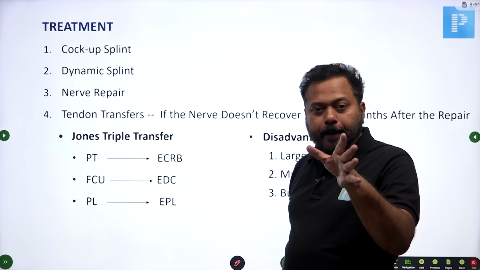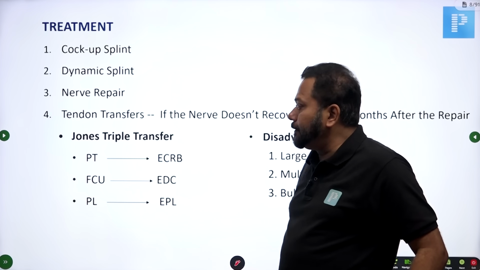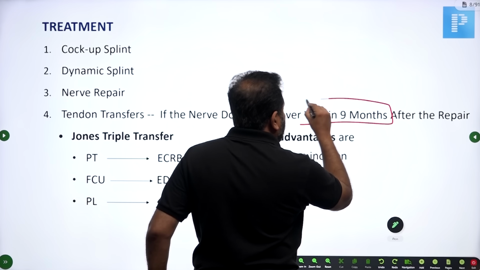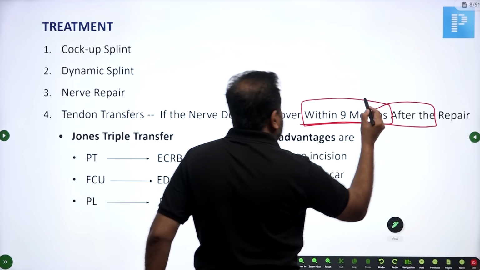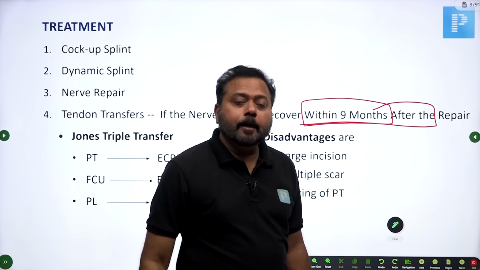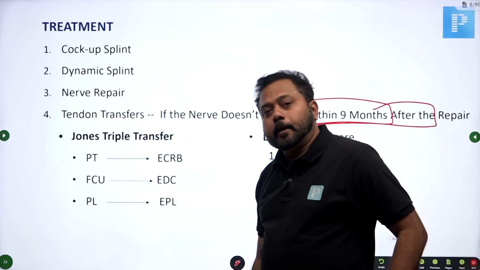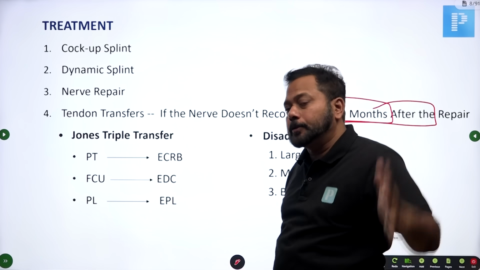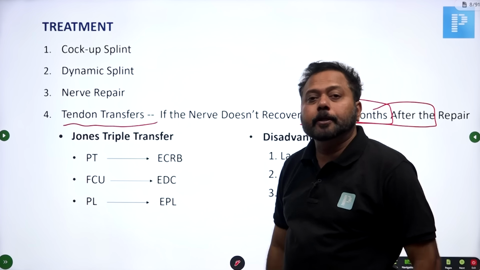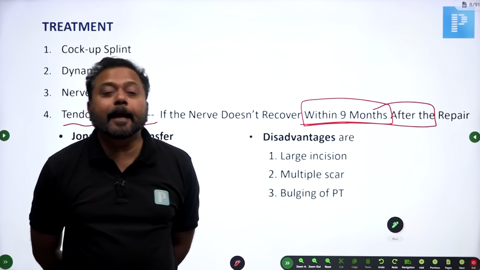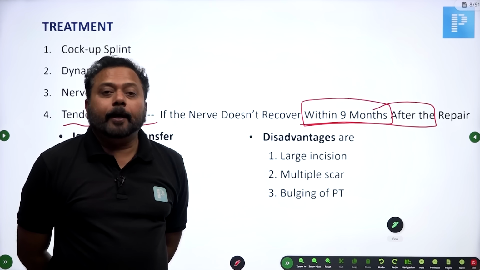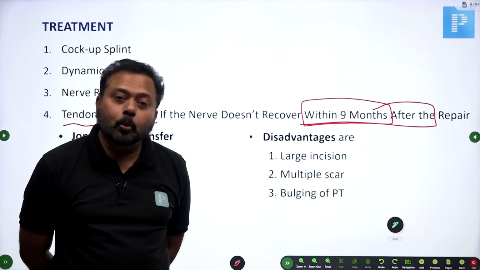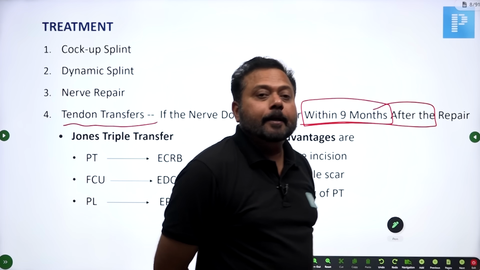You can try nerve repair. This is the criteria asked in questions: even after 9 months, power doesn't recover. You had done a nerve repair, 9 months is over, there is no improvement, you have to go for the definitive procedure. The last resort is tendon transfer. This is the question asked: when will you do tendon transfer in any peripheral nerve injury? Even after nerve repair, even after 9 months, there is no recovery. The last resort is tendon transfer.